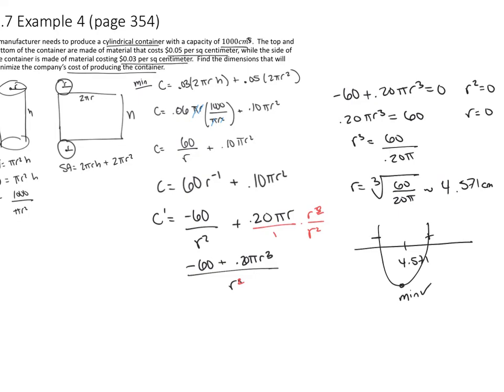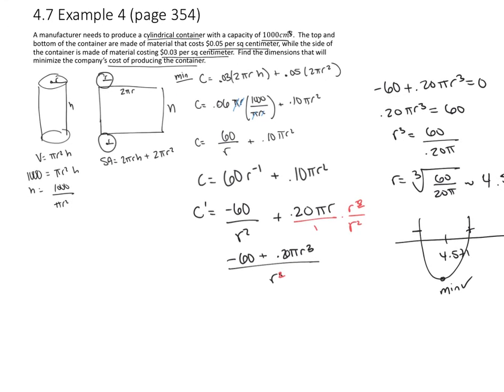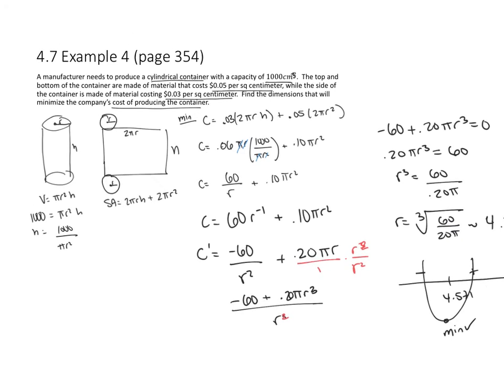So that's good. Now the question didn't want to know the minimum radius though. It wanted to know the dimensions that will give the company the minimum cost for the container. So we know that our radius is 4.571 centimeters. Now we need our height. So 1,000 over pi times 4.571 squared.